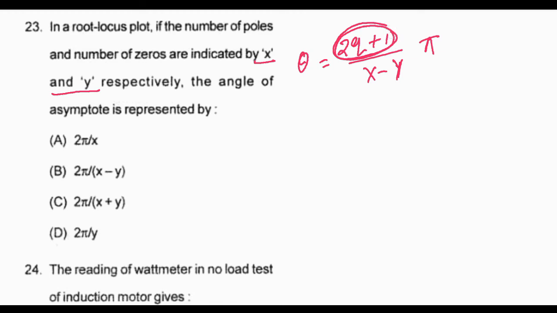So this will be the answer, but in these options there is no odd number into pi. So here the answer will be option B, but this is technically wrong, because here there is 2 pi. So there should be 3 pi or 5 pi, such terms; it should not be 2 pi.